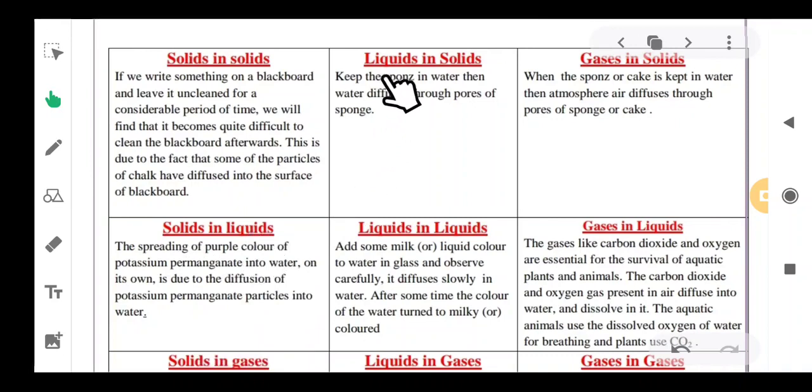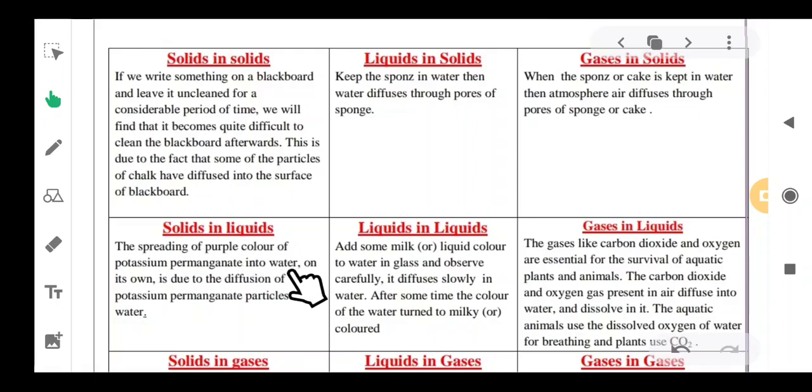నెక్స్ట్ లిక్విడ్స్, ఫస్ట్ సాలిడ్స్, liquids in liquids, liquids in gases, and next gases in solids, gases in liquids, gases in gases. సో మనకి ఈ రకంగా టోటల్ 9 టైప్స్ డిఫ్యూజన్స్ ఇక్కడ మనం ఎగ్జాంపుల్స్ చూస్తున్నాం. సో సాలిడ్స్ అండ్ లిక్విడ్స్లో ఏంటి ఎగ్జాంపుల్? స్ప్రెడింగ్ ఆఫ్ పర్పుల్ కలర్ పొటాషియం పర్మాంగనేట్ ఇంటూ వాటర్. అంటే మనం ఏదైనా కలర్ పౌడర్ని వాటర్లో వేసినప్పుడు ఆ వాటర్ అంతా కూడా ఆ కలర్లోకి చేంజ్ అయిపోతుంది బికాజ్ ఆఫ్ సాలిడ్స్ diffuses in liquids.